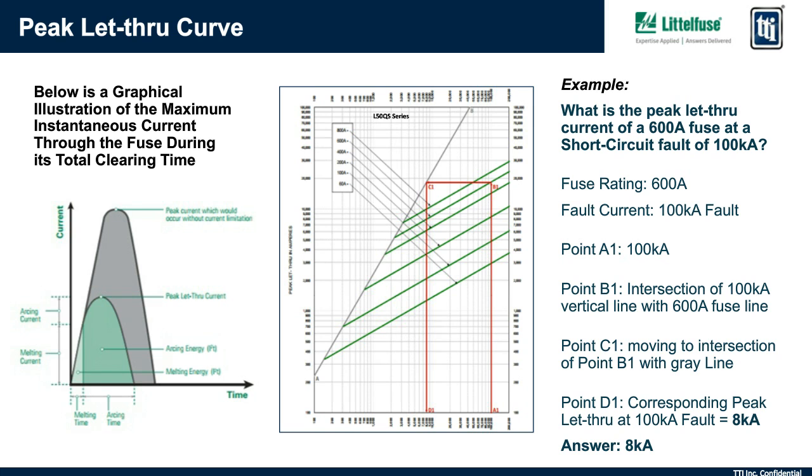In this example, it shows moving back down to intersect the x-axis at point D1, which corresponds to a let-through current of 8 kA. So that is actually letting through an RMS current of 8 kA. That 600 amp fuse, when subjected to an RMS fault of 100 kA, would actually limit the let-through value to only 8 kA.